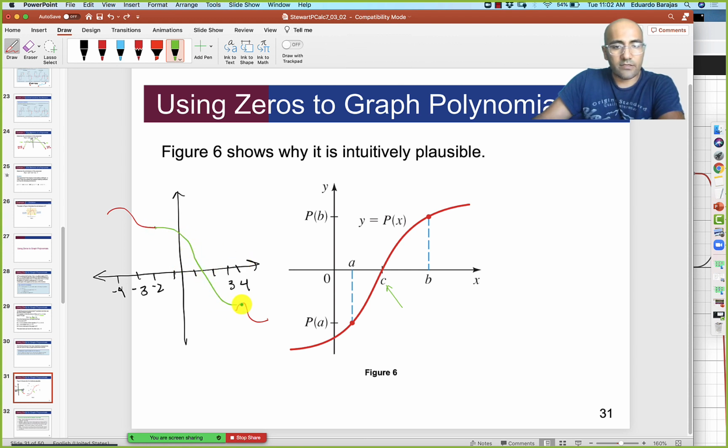Maybe it came down and did this. It had to do it at least once because there's no way to go from having outputs that are positive to having outputs that are negative without crossing the x-axis, unless you have a break or something, like a hole or a break. But we know that that's not true with polynomials. Right? Polynomials never have holes and they never skip. Does that make sense?